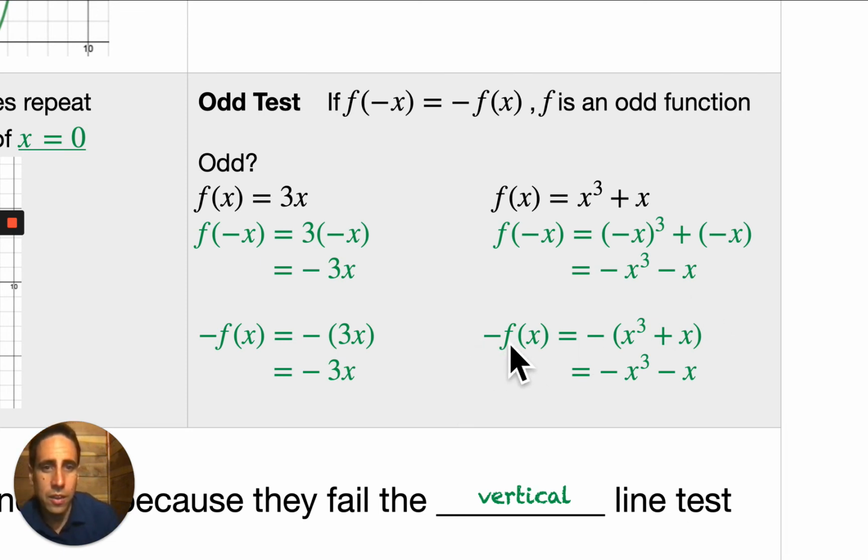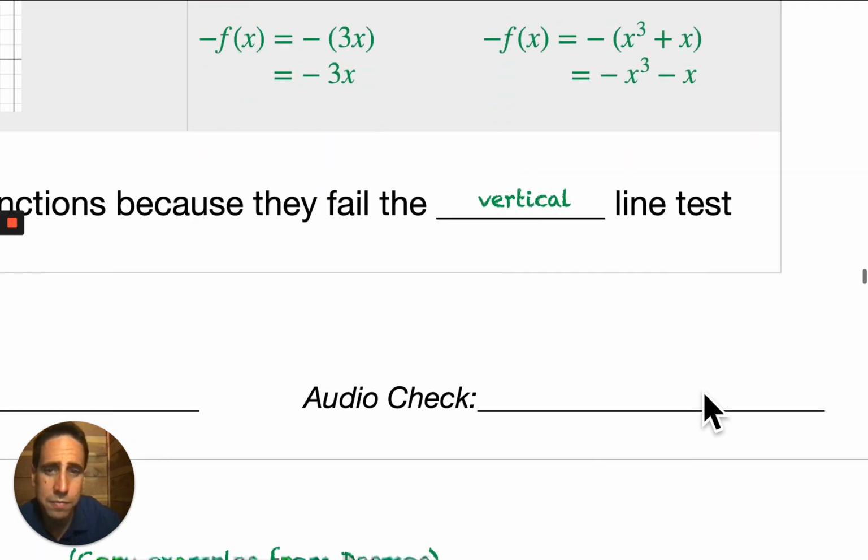All right, let's do the next one. What is, on the right-hand side, negative f of x? Well, negative f of x is equal to negative, and then all of f of x inside parentheses, right here. And if you want to get rid of those parentheses, you have to distribute to both terms on the inside.